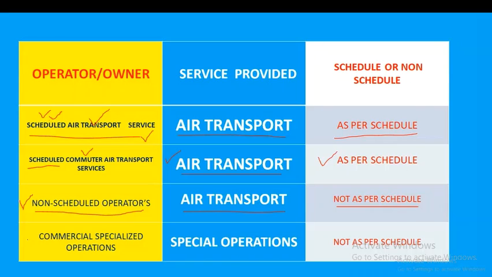Another type of non-scheduled operator is non-scheduled commercially specialized operations. I already explained this to you. This type of operation may be of different types, but not air transport. These commercially specialized operators provide different types of aerial work, movie shooting, patrolling, different types of services, but not air transport service. That's why we call this type of operator commercially specialized operators. This type of operator also comes under non-scheduled operators, because they do not operate their fleet as per schedule.